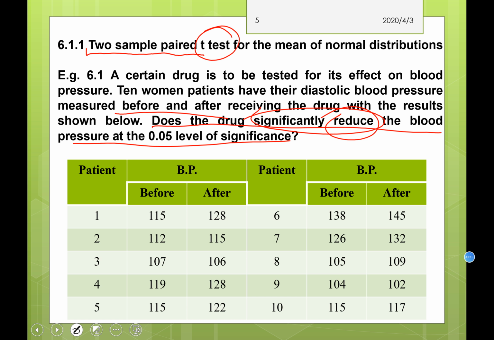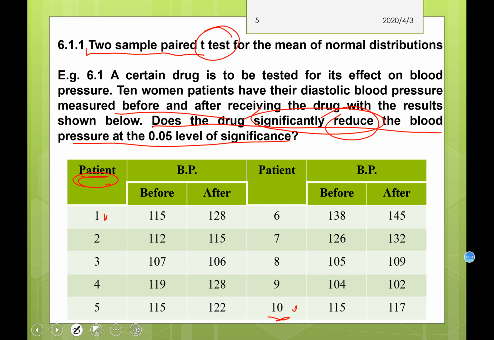Okay, so here, the following is the data of the research. We can find that the first column is the patient, the number of the patient. We have 10 patients from number 1 to number 10.